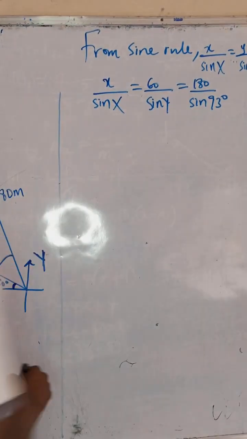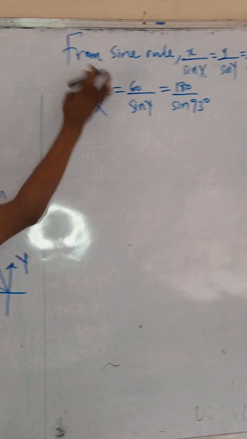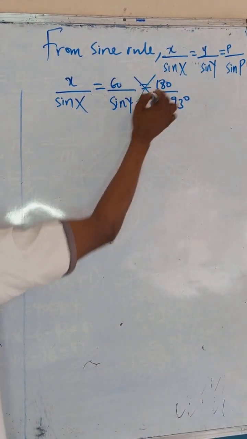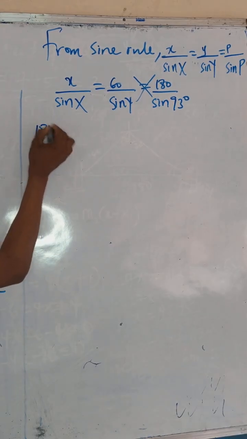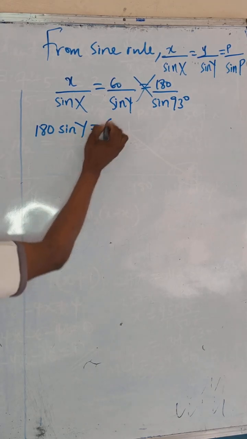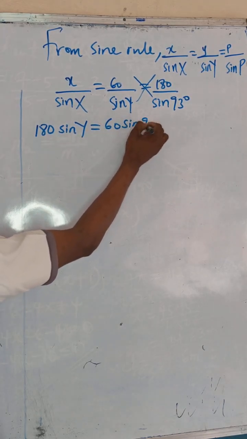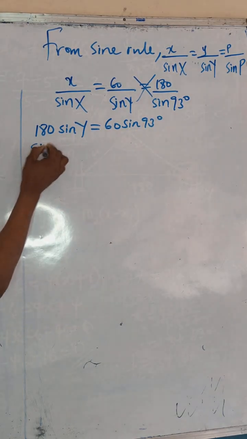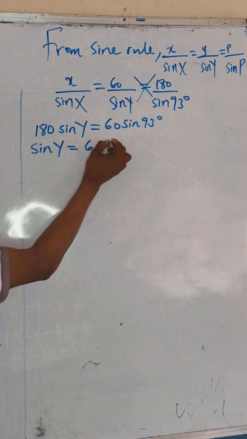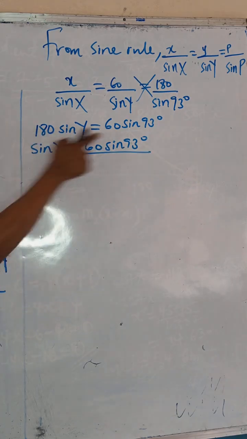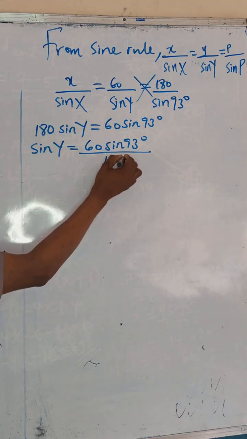So from here, both of them are not known, so I need to follow this. I can cross multiply from here. So I will have 180 sine Y, that's the capital letter for the angle, equals 60 sine 93 degrees. So thank God for the calculator. I can just say sine Y equals 60 sine 93 degrees divided by 180, so this 180 will leave here to come under this.